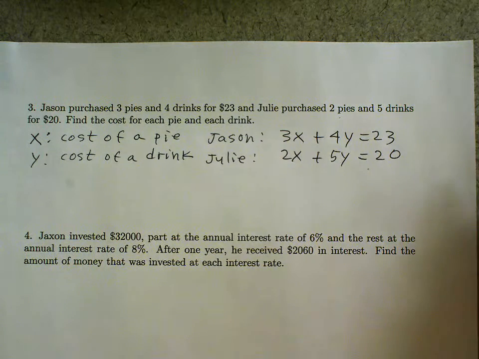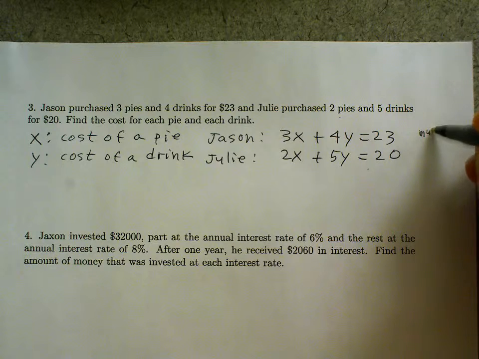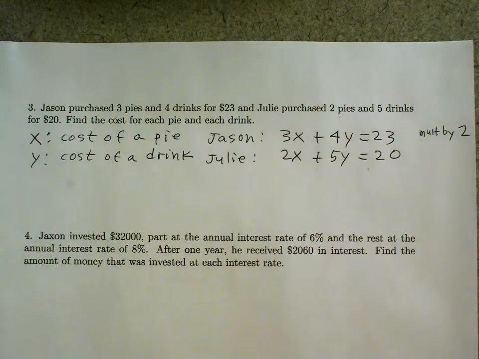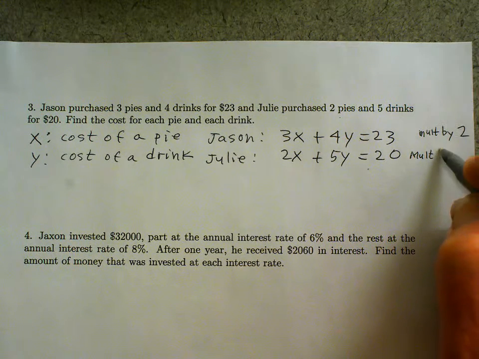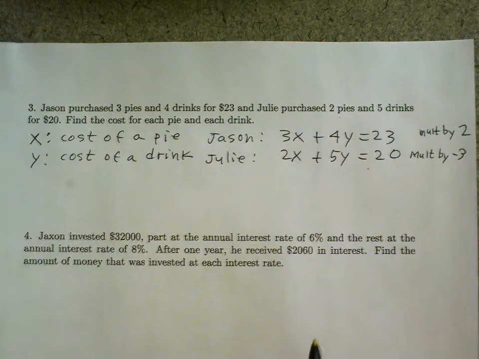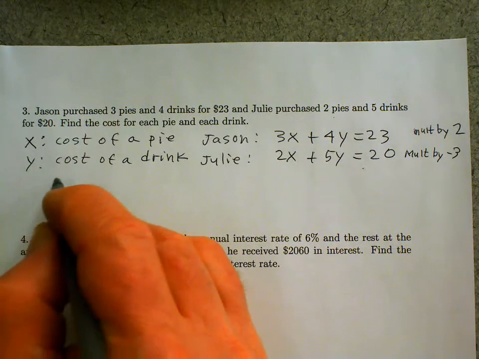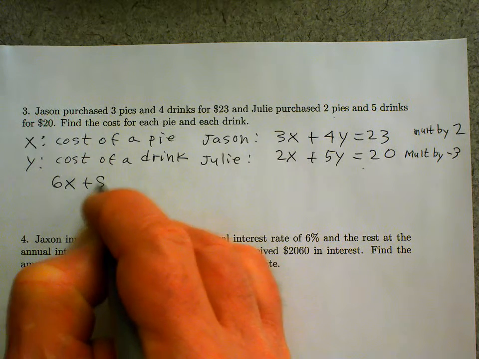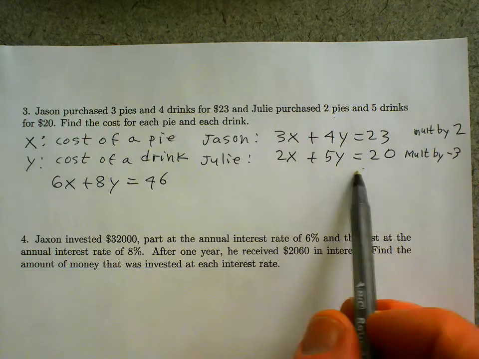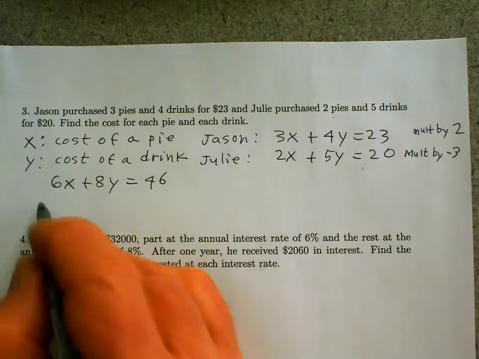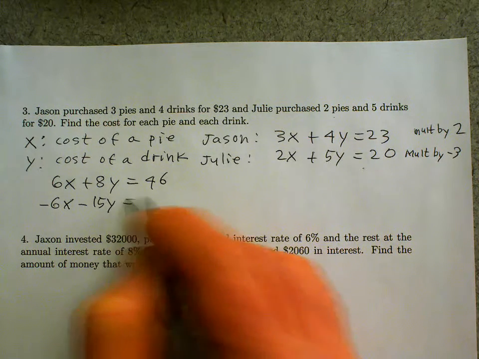So on the top equation, I'll multiply both sides by 2. And on the bottom equation, I'll multiply both sides by -3. So on the top equation, multiply both sides by 2, we get 6x plus 8y equals 46. Multiply every term on both sides of the bottom equation by -3, I get -6x minus 15y equals -60.